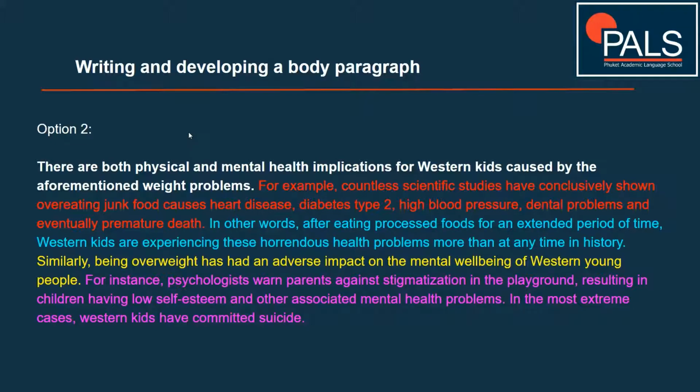Let's have a read. There are both physical and mental health implications for Western kids caused by the aforementioned weight problems. For example, countless scientific studies have conclusively shown overeating junk food causes heart disease, diabetes type 2, high blood pressure, dental problems, and eventually premature death. In other words, after eating processed foods for an extended period of time, Western kids are experiencing these horrendous health problems more than at any time in history.